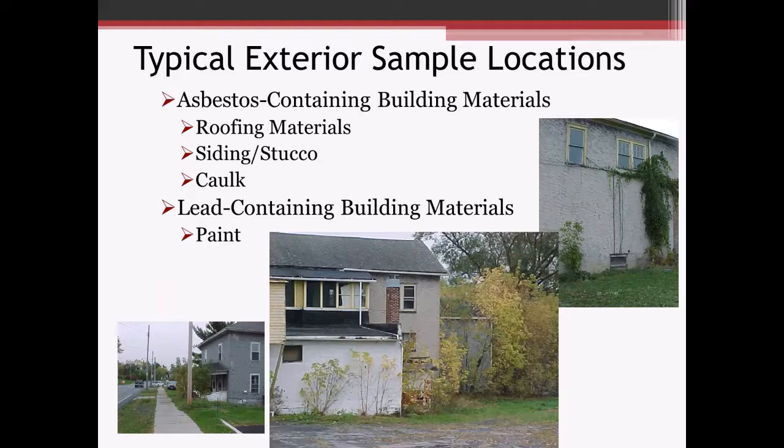You also might have asbestos containing materials on your exterior. So just be aware of that. Stucco siding type materials, transite type siding, very high potential that type of material would have asbestos. Roofing materials commonly have asbestos, the tars and such, and then caulk materials as well. And then also lead paints might be on the exterior of a house or a building.